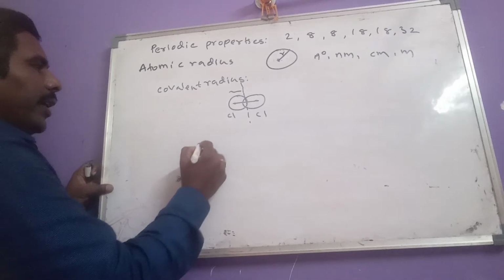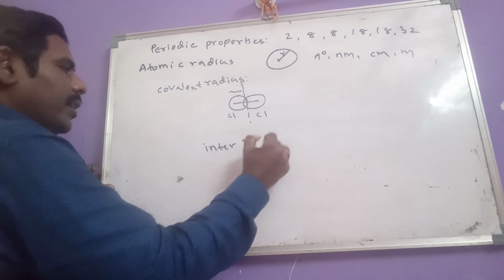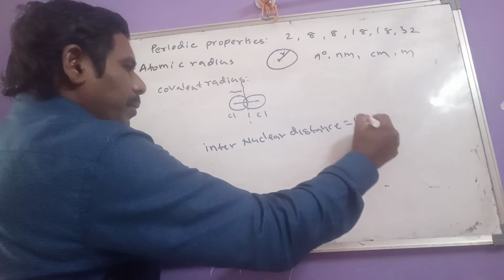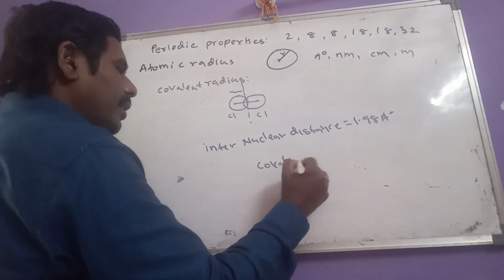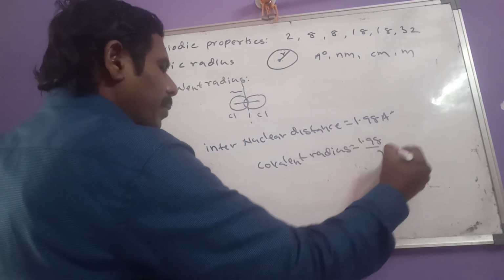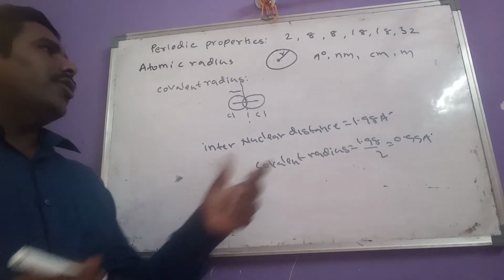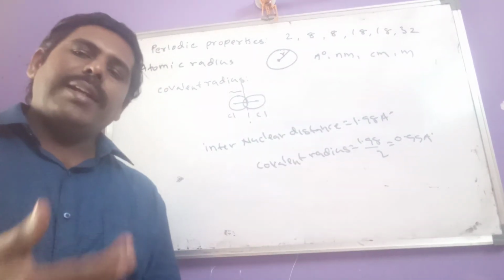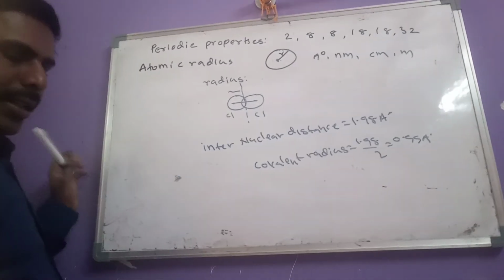In a chlorine molecule, the internuclear distance is 1.98 angstroms. Therefore, covalent radius equals 1.98 by 2, which is 0.99 angstroms. So this is covalent radius. Now let us go to the third type of radius, van der Waal radius.